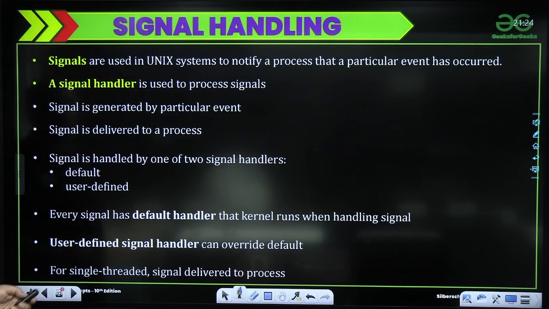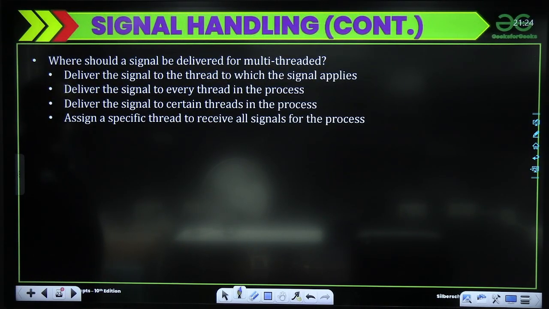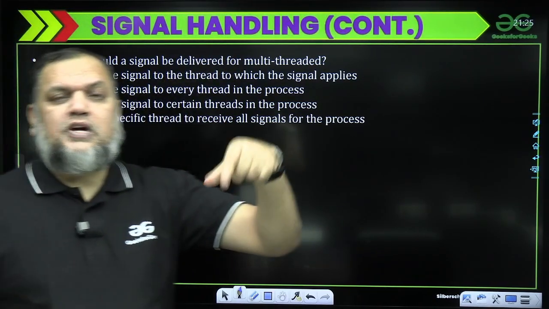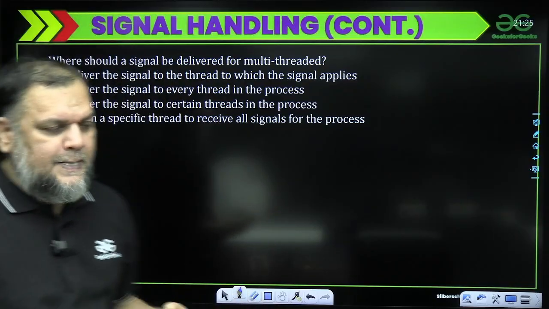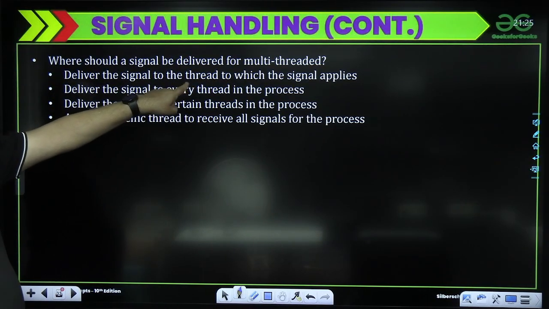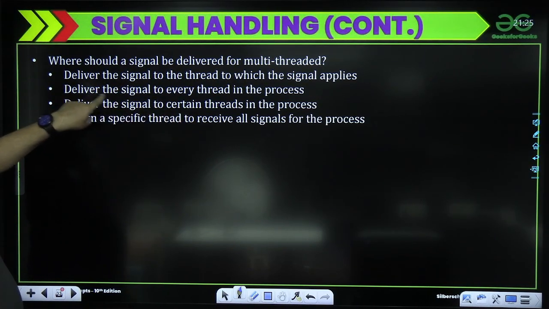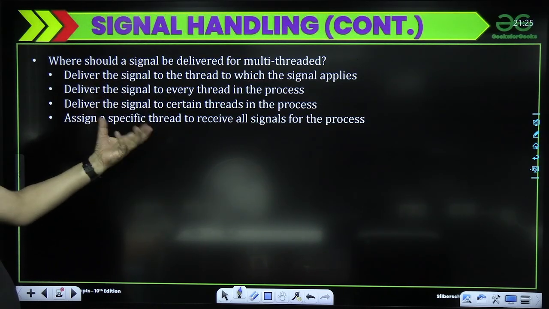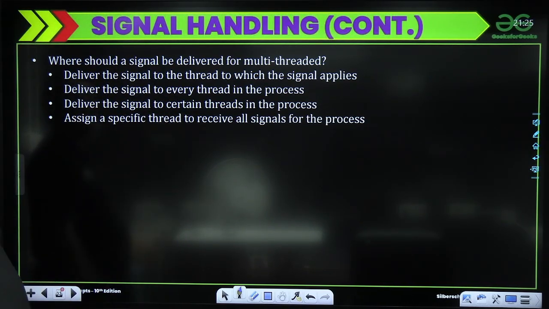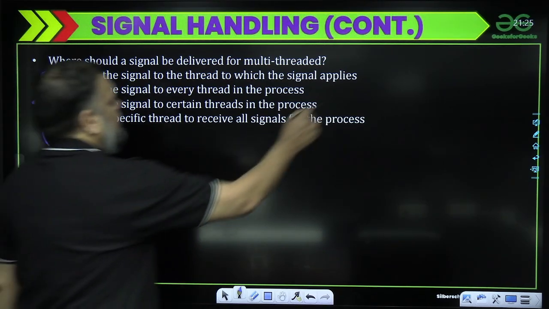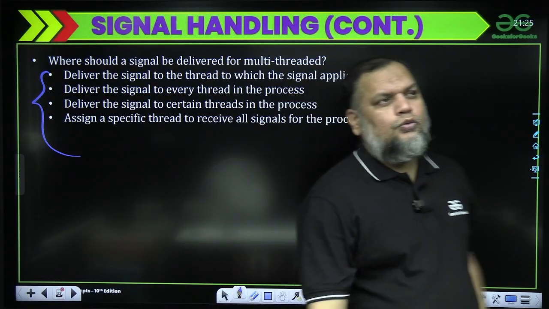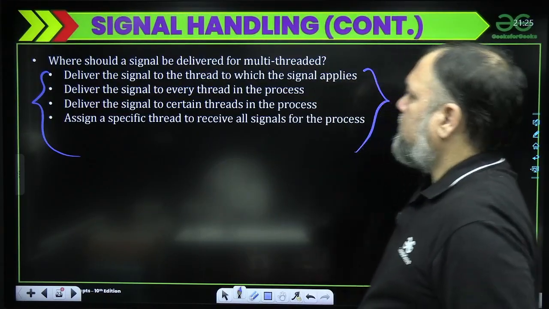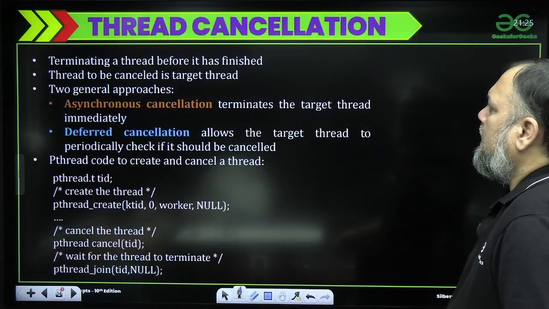But if I have multiple threads, then how are we going to handle it? Here is the challenge: where should a signal be delivered for a multi-threaded process? That's a design challenge. As a developer, you and I have to decide whether to deliver the signal to the thread to which the signal applies, or deliver the signal to every thread in the process, or deliver the signal to certain threads, I mean a subset of the threads, or assign a specific thread to receive all signals. These are the various approaches that can be used by different thread packages or different operating systems. These are the possibilities. Okay.